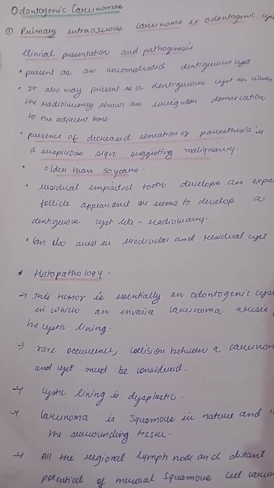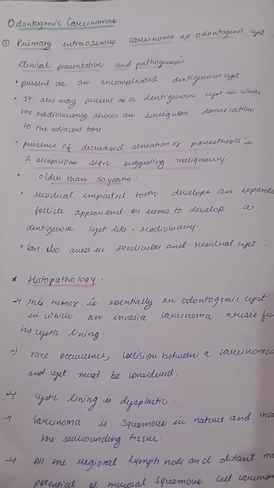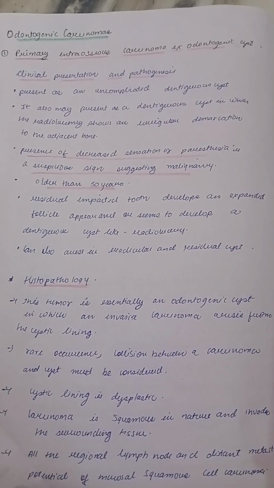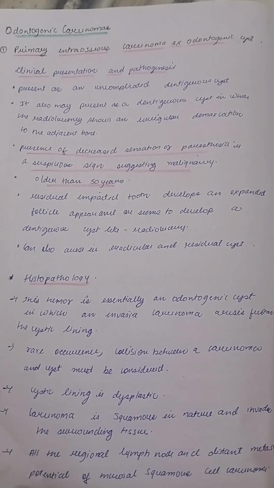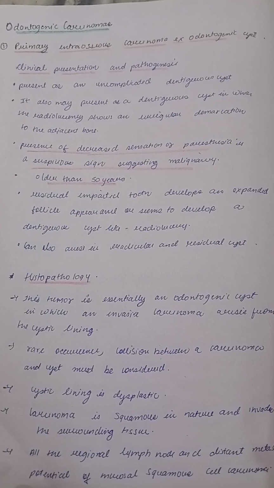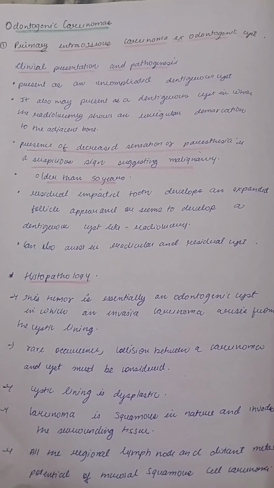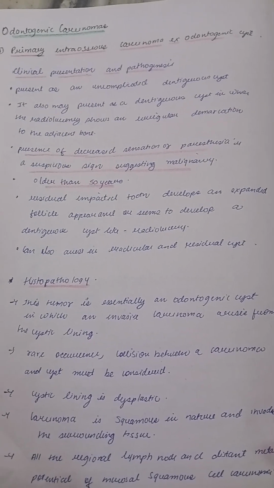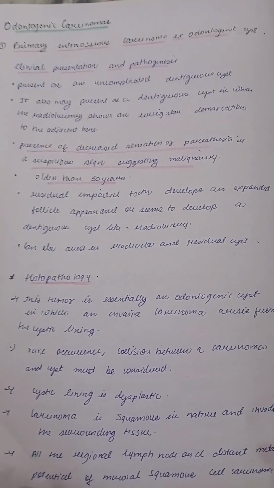It occurs mainly in older individuals, older than 50 years. A residual impacted tooth develops an expanded follicle appearance or seems to develop a dentigerous cyst-like radiolucency. Since it is in older individuals, there is a residual impacted tooth.